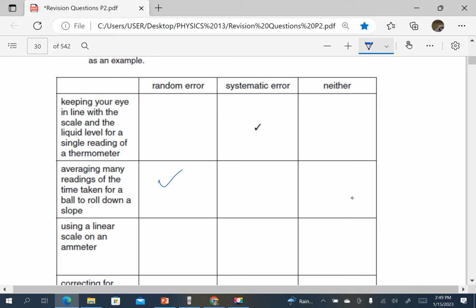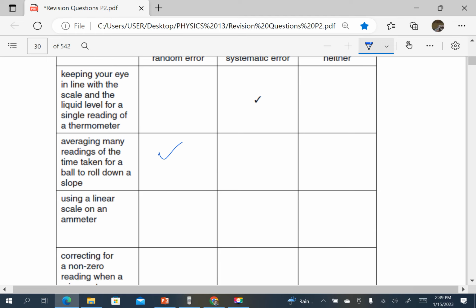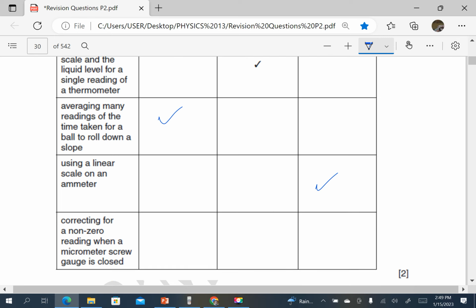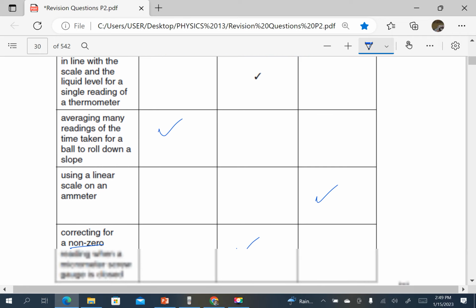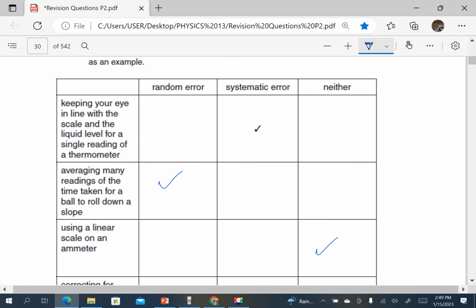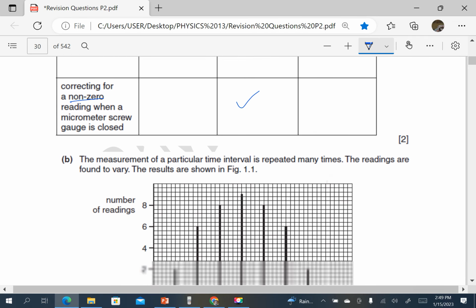The second one, averaging many readings. We have seen that averaging many readings reduces the random error. The tick is there. Then using a linear scale on an ammeter: whether the scale is linear or non-linear, it does not change anything, so this one does not solve any problem. Then correcting for a non-zero error. Non-zero error is a systematic error, so when you correct for it, you are minimizing a systematic error. So systematic error in the second column, random error in the first column, neither in the third column.